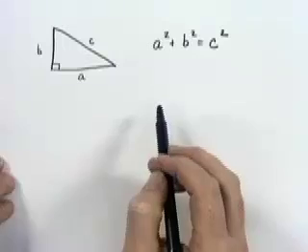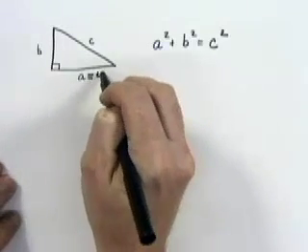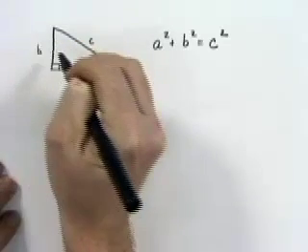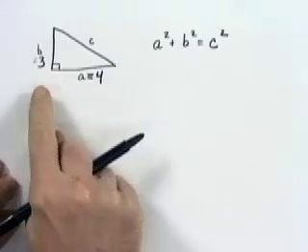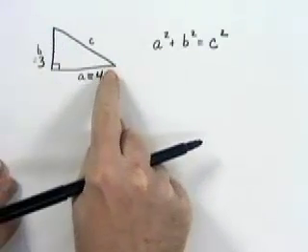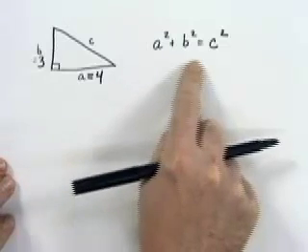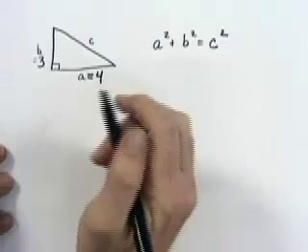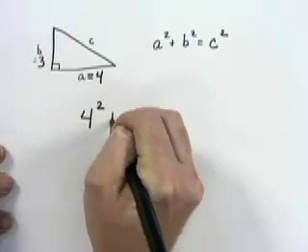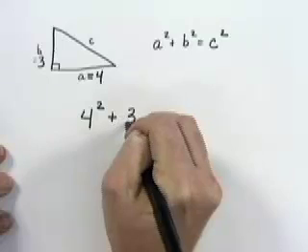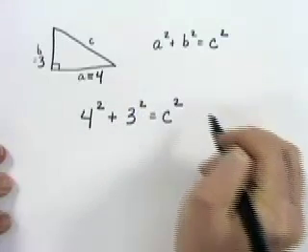Now suppose we have a right triangle in which one of the legs is of length 4, and let's say the other leg is of length 3. What we want to do is find the length of the hypotenuse. To find it, we simply substitute into the Pythagorean theorem, where we let a equal 4, so I get 4 squared. We let b equal 3, so I get 3 squared, and that's going to equal the length of the hypotenuse squared.